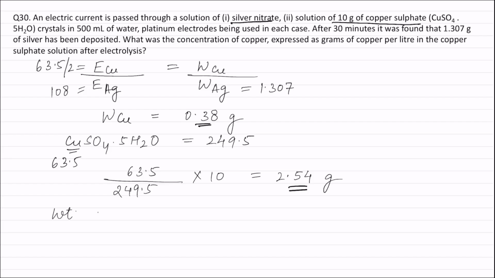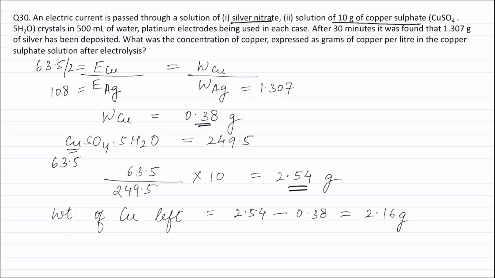Now out of this 2.54 grams of copper, 0.38 grams of copper is deposited. Therefore, weight of copper left in the solution is equal to weight of copper present initially minus weight of copper deposited after electrolysis, that is 2.54 minus 0.38, and this is equal to 2.16 grams. So this is the weight of copper left in the solution.